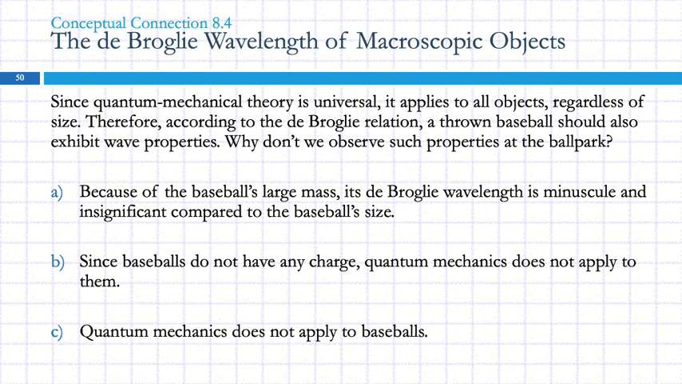So here's a conceptual problem. Since quantum mechanical theory is universal, it applies to all objects regardless of size. Therefore, according to the de Broglie relation, a thrown baseball should also exhibit wave properties. Why don't we observe such properties at the ballpark? A, because of the baseball's large mass, its de Broglie wavelength is minuscule and insignificant compared to the baseball's size. B, since baseballs do not have any charge, quantum mechanics does not apply to them. Or C, quantum mechanics does not apply to baseballs.